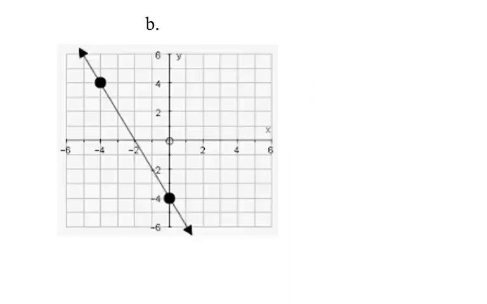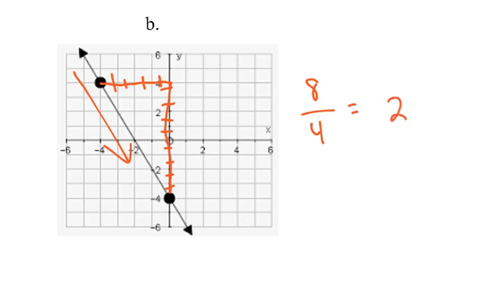Number 2, I see the line is going down. So we're going to have a negative slope. Let's look again. For our rise, 1, 2, 3, 4, 5, 6, 7, 8. And our run is 1, 2, 3, 4. 8 over 4 can be reduced to 2. And remember, since it's a downward slope, it's negative 2.